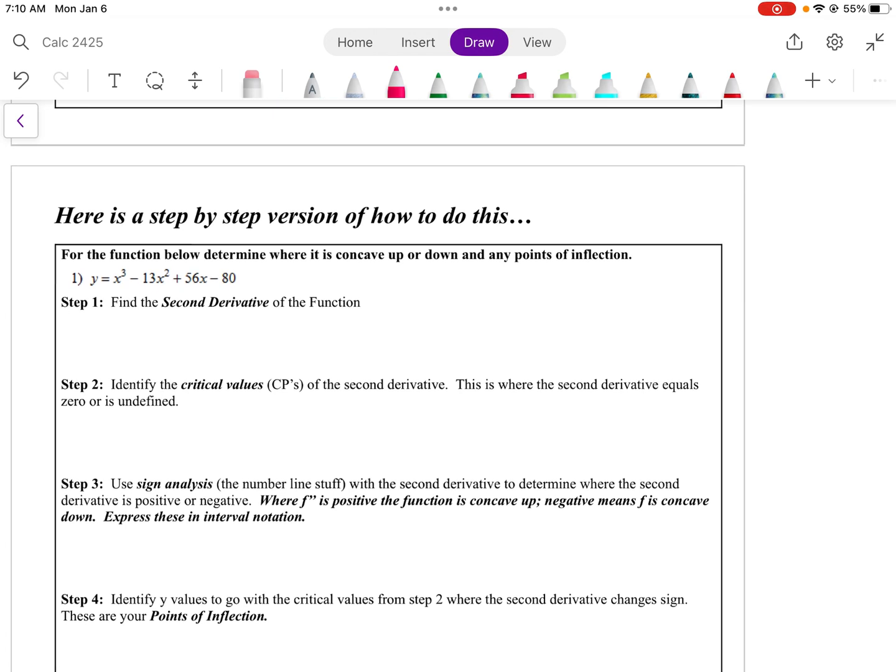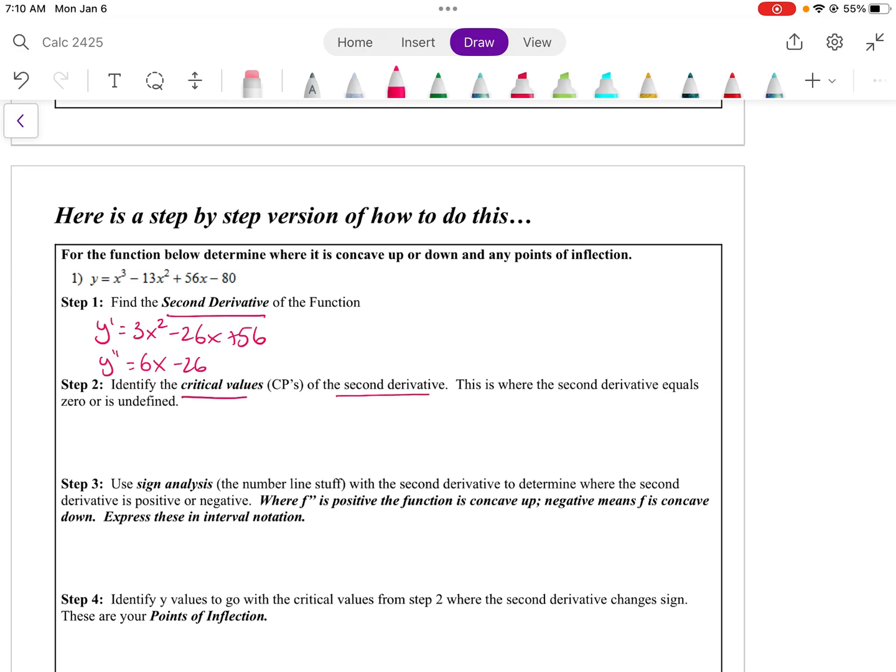So let's do an example of this and see how this works. First we're going to find the second derivative. If you remember, for the second derivative, first we have to find the first derivative. So you say 3x squared minus 26x plus 56. And then for my second derivative, y double prime, I'm going to take that derivative a second time. So that's going to be 6x minus 26.